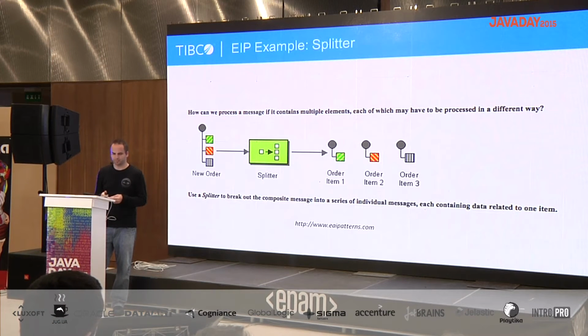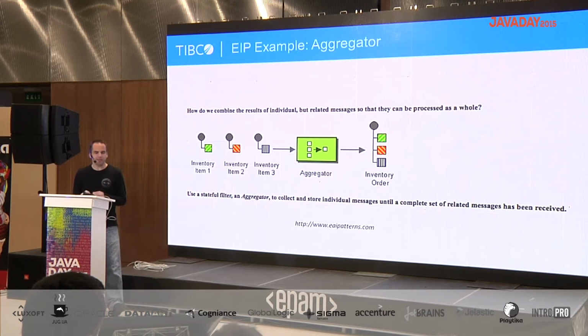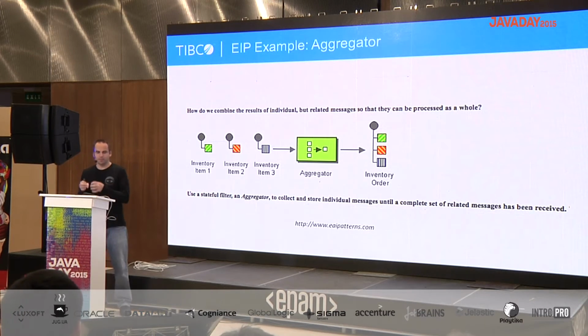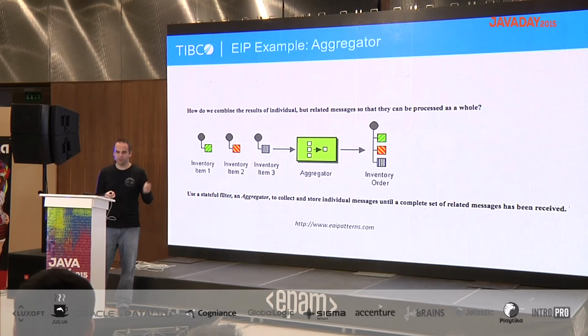Another example for such an enterprise integration pattern is the aggregator. It's a little bit the opposite of the splitter, because here, again on the left side, you have different inventory items, 1, 2, and 3, and you have to aggregate them again to use them in one inventory order.